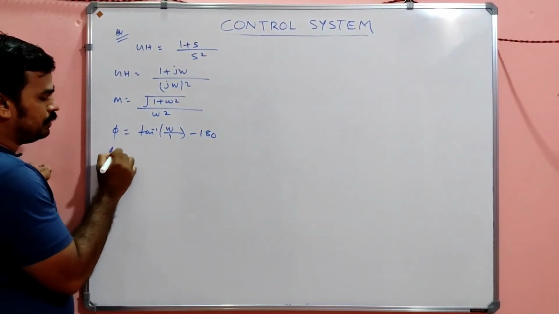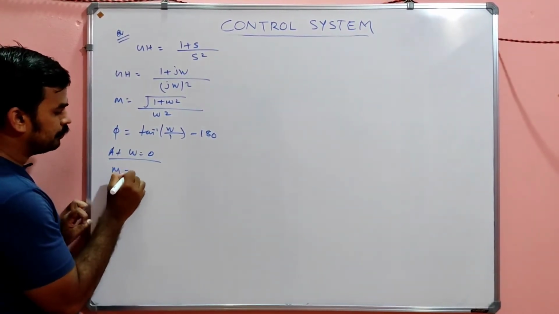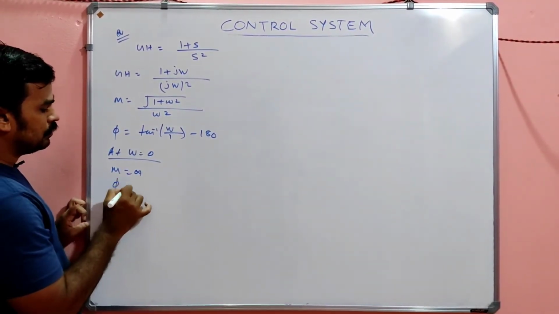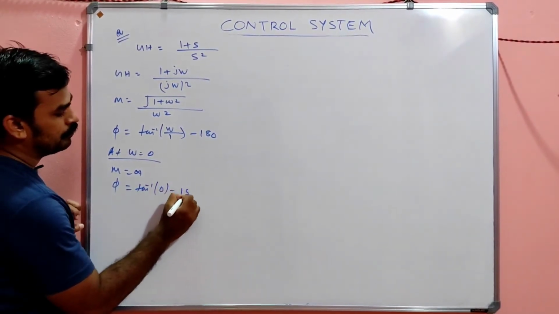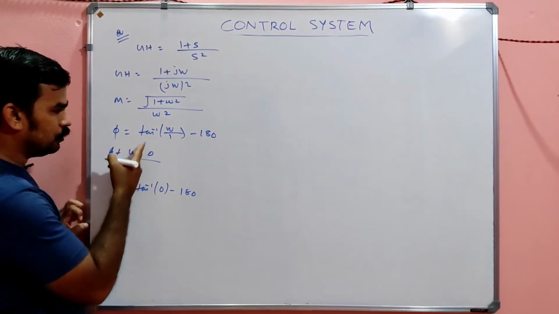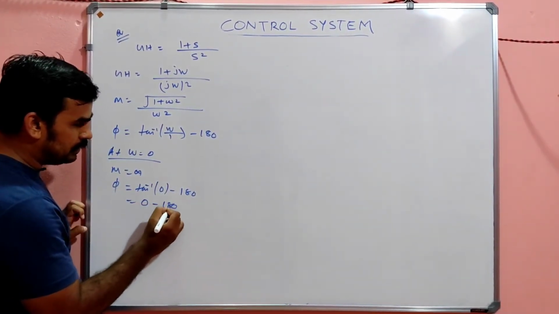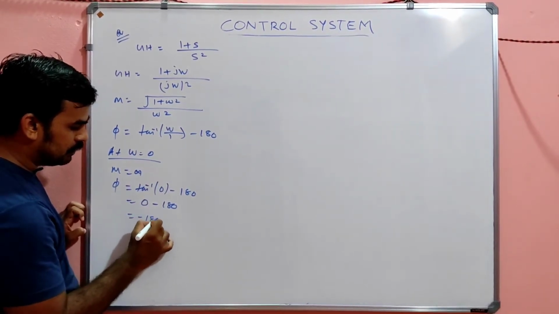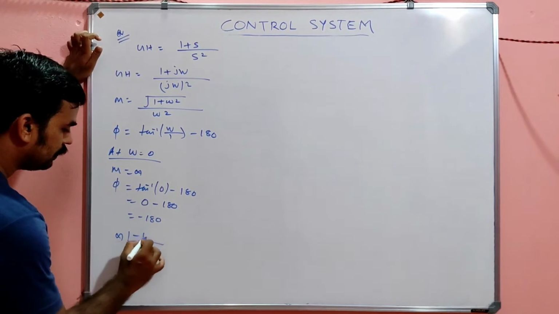So what happens at omega equal to 0? Magnitude will become infinity. Phase becomes tan inverse 0 minus 180. Tan inverse 0 is sin 0 by cos 0, which is 0, minus 180. So definitely it will be minus 180. So the magnitude versus angle representation will be infinity angle minus 180.